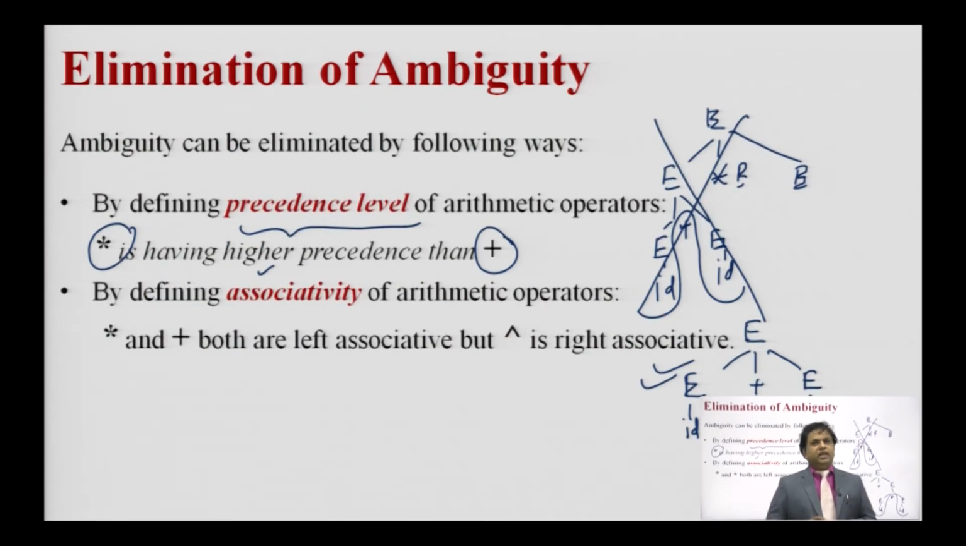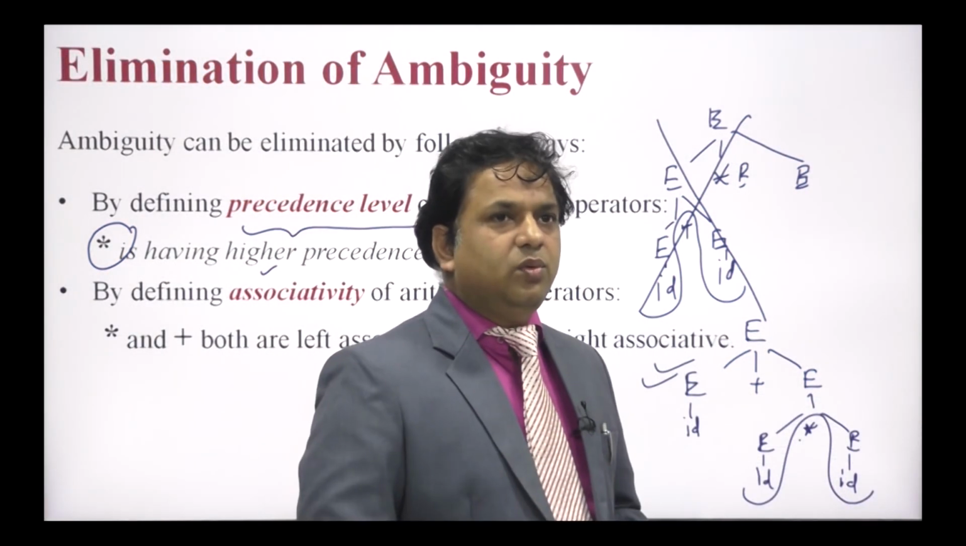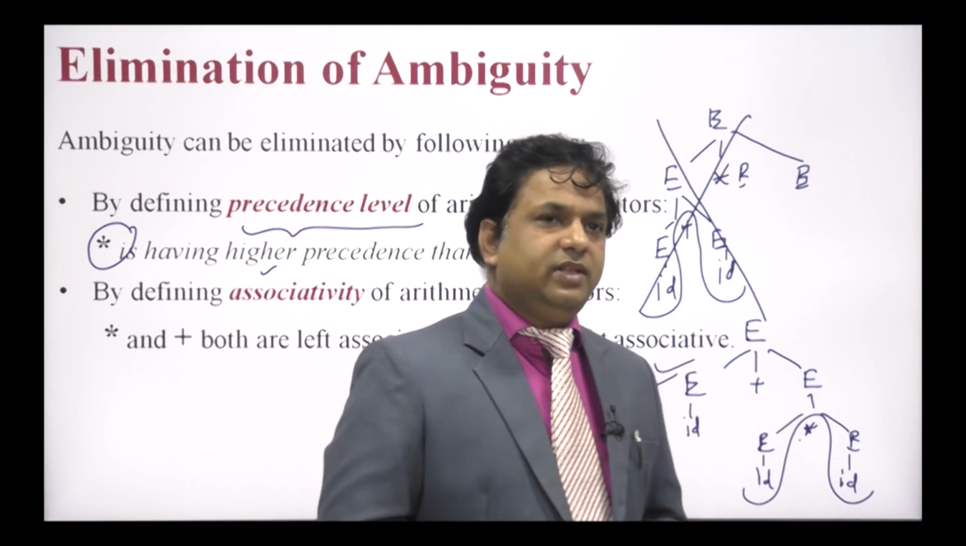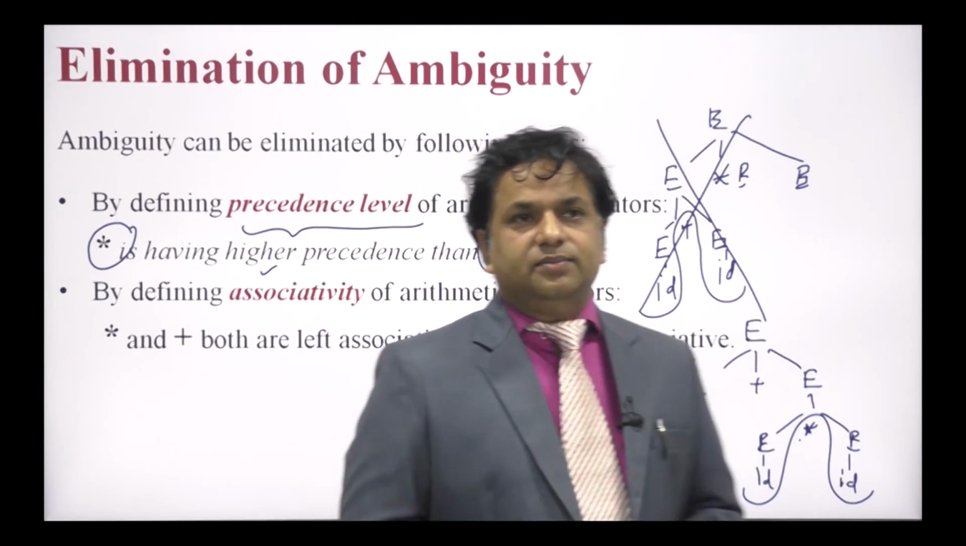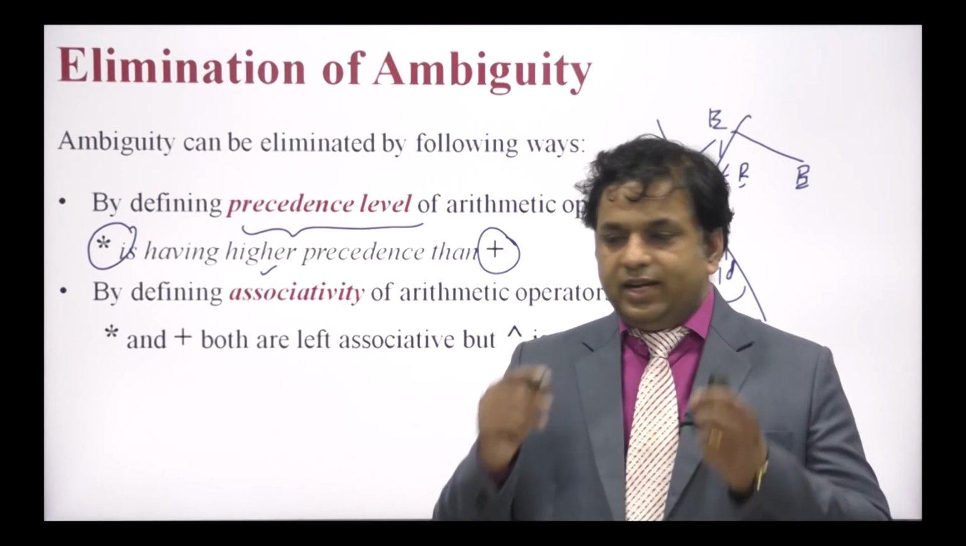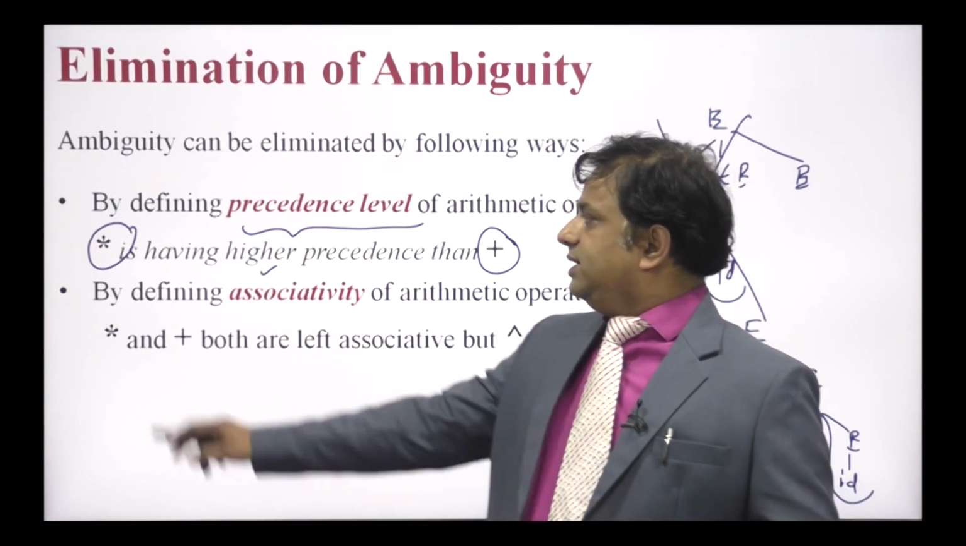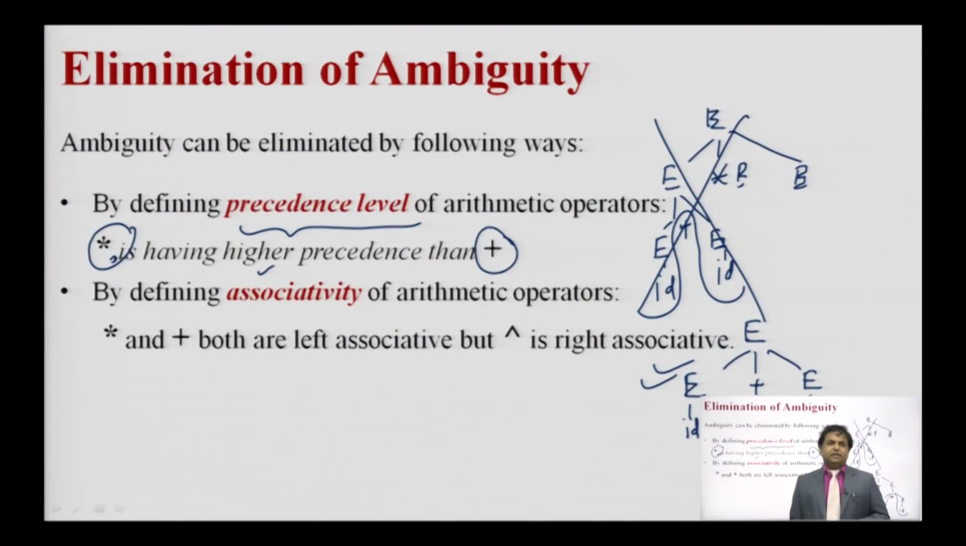So, the ambiguity can be removed by applying certain rules. Number 1, the precedence level of the operators, or by defining the associativity of the arithmetic operators. Precedence level means we restrict our grammar so that multiplication has higher precedence over the plus sign. So, we cannot start our derivation with E derives E star E. We always start the production with E plus E.